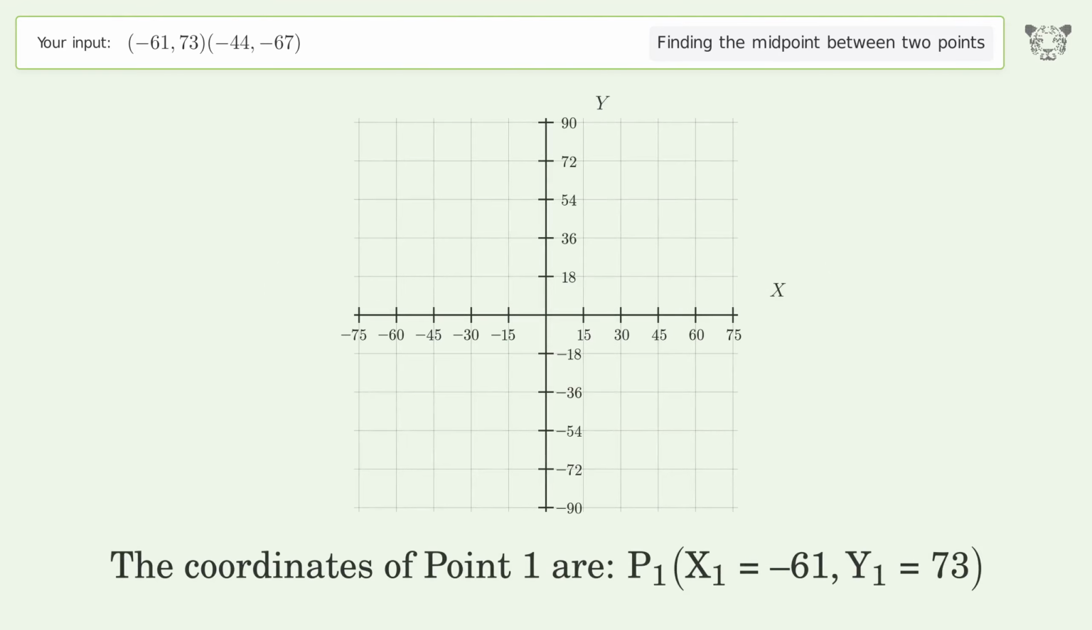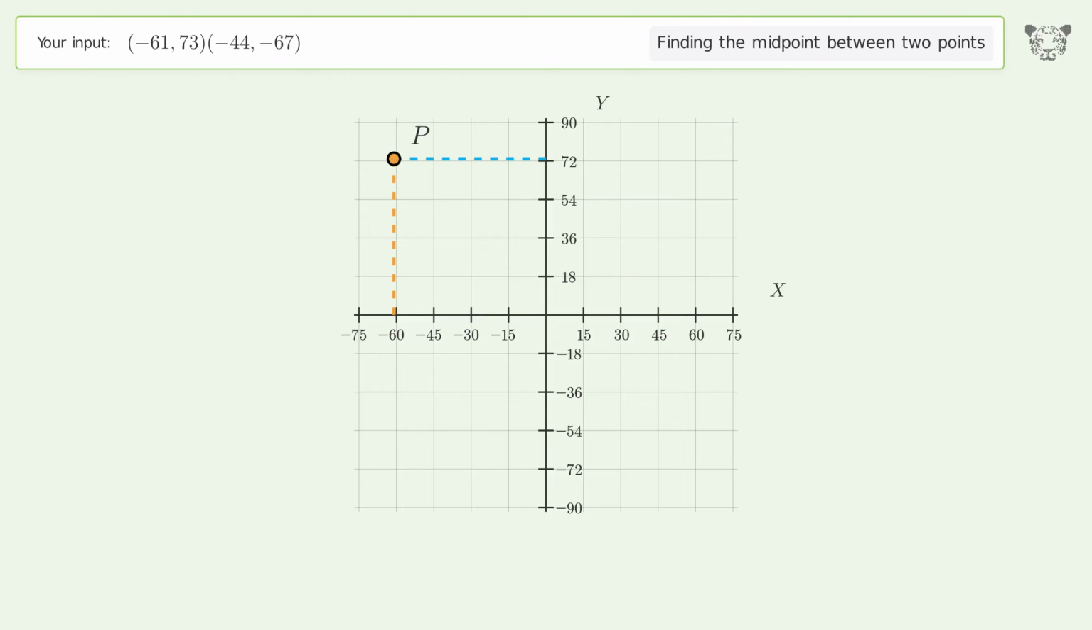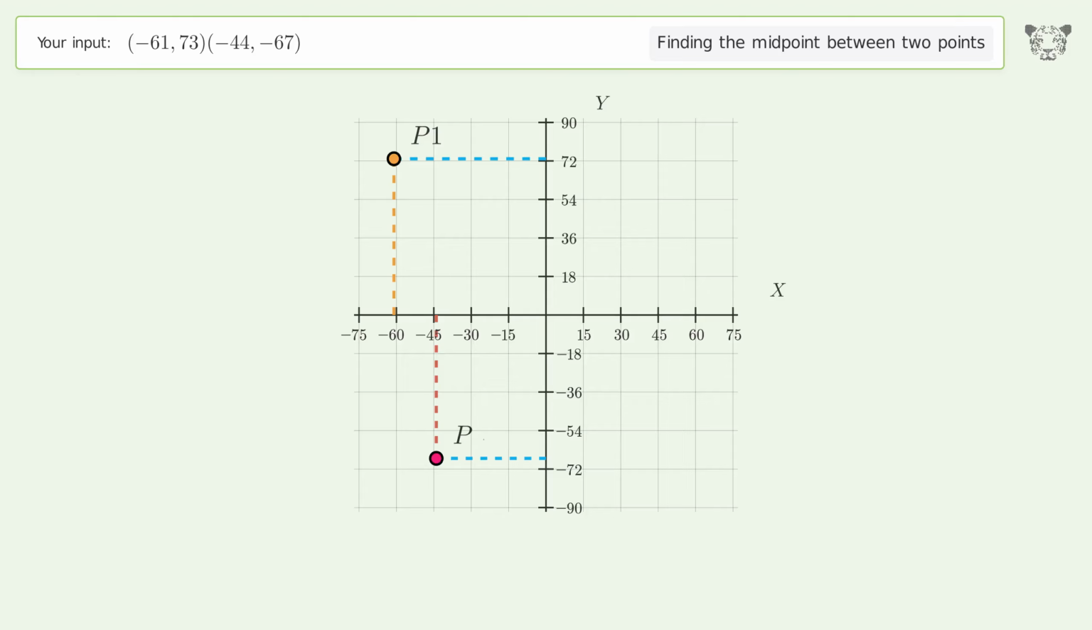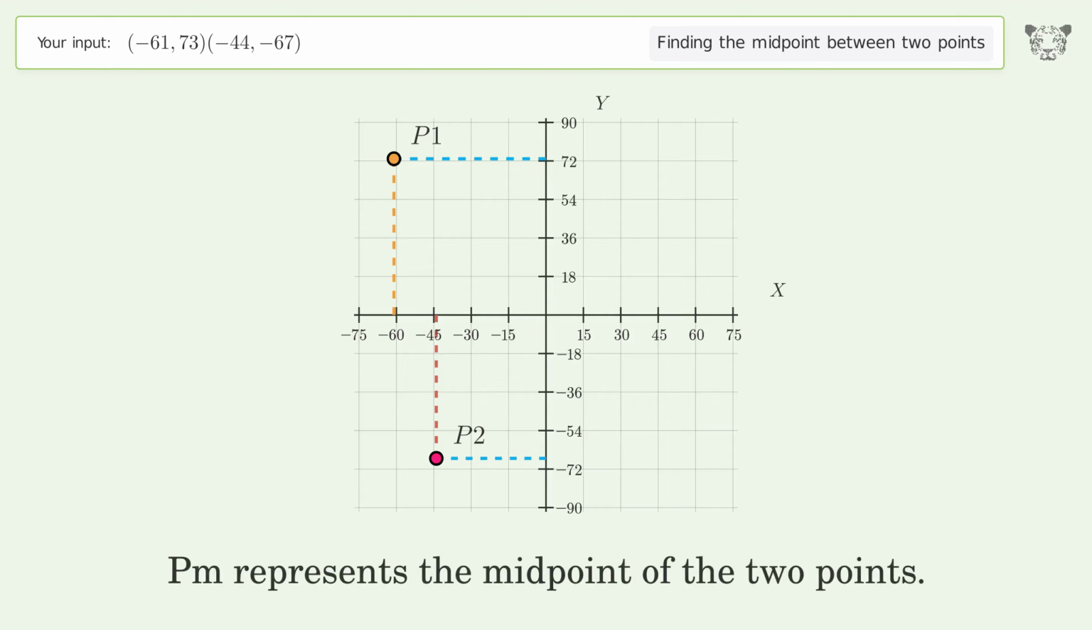The coordinates of point 1 are, x1 equals -61, y1 equals 73. The coordinates of point 2 are, x2 equals -44, y2 equals -67. PM represents the midpoint of the 2 points.